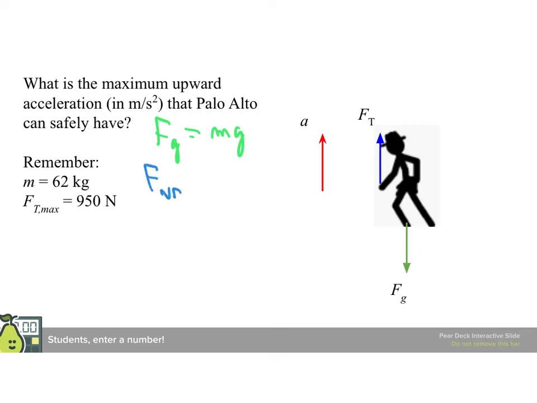So I go over here, there's only one object, which is Palo Alto, and there's only one direction, which is vertically. So I only have one F net, which is nice. All right, I might say F net Y, but there's only one of them. And from the diagram, it's Ft minus Fg. Why minus? Well, it's Ft vector plus Fg vector, but Ft points up and Fg points down, so we know they come with opposite signs.